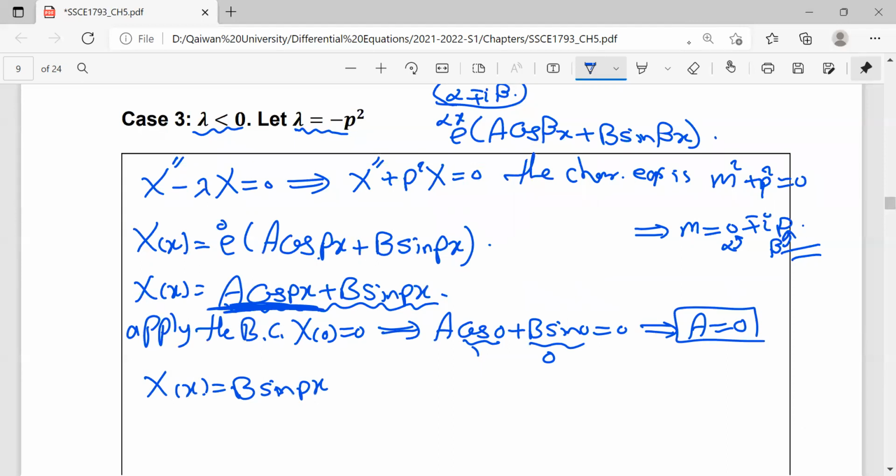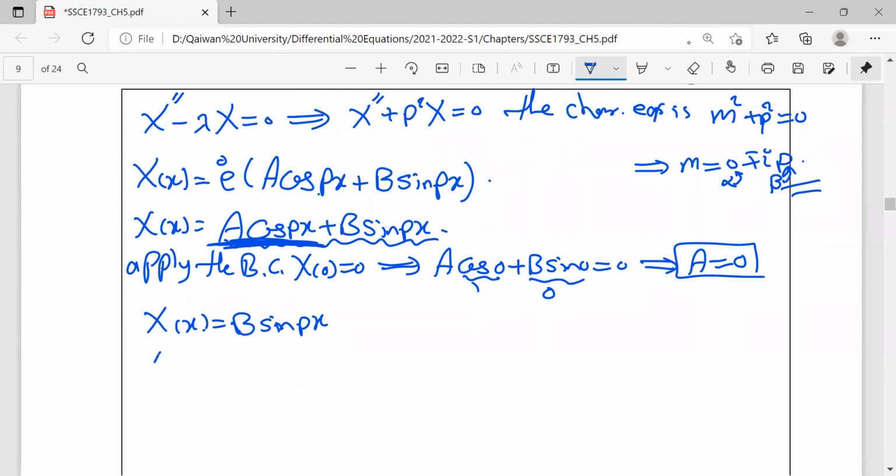Now we apply the second boundary condition. We say x of 1 is 0. If x of 1 is 0, we replace x by 1 and set it equal to 0. We get b sine p equals 0. Sine of which angle is 0? Sine of n pi is 0. So if p is n pi, we get 0.